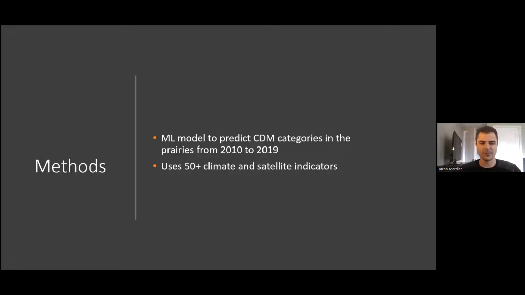So I won't get into the machine learning portion too much, but we do use an XGBoost machine learning model to predict drought monitor categories in the prairies.